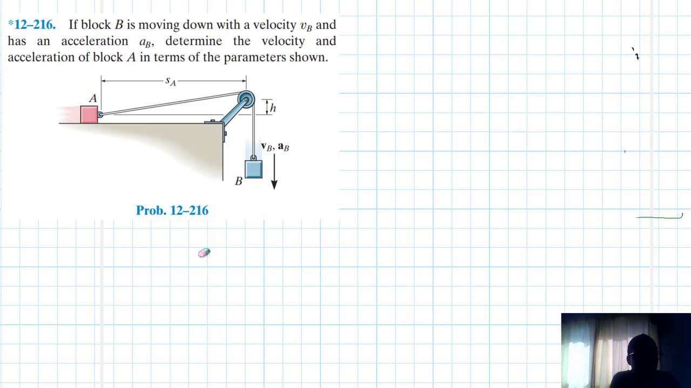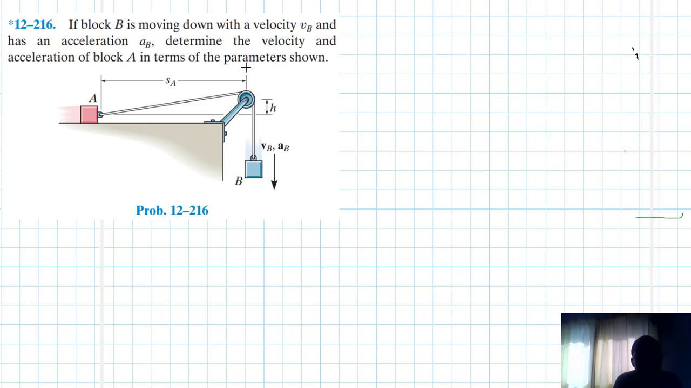The problem reads: if block B is moving down with a velocity VB and has an acceleration AB, determine the velocity and the acceleration of block A in terms of the parameters shown. This problem is coming from Engineering Mechanics: Dynamics, 14th edition, by R.C. Hibbeler.